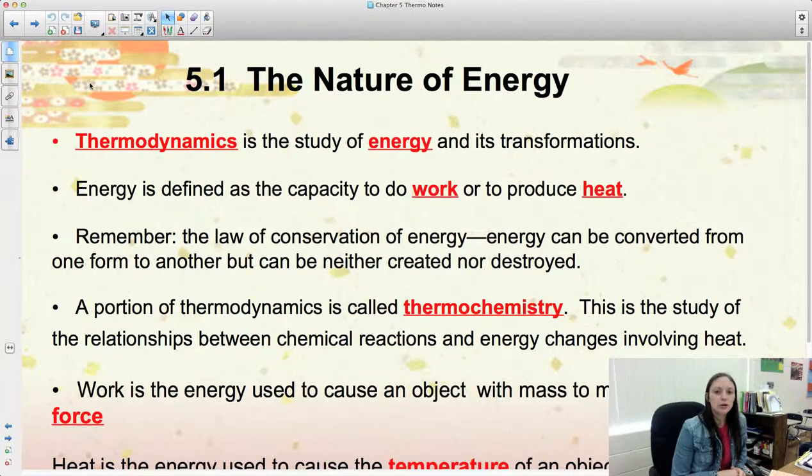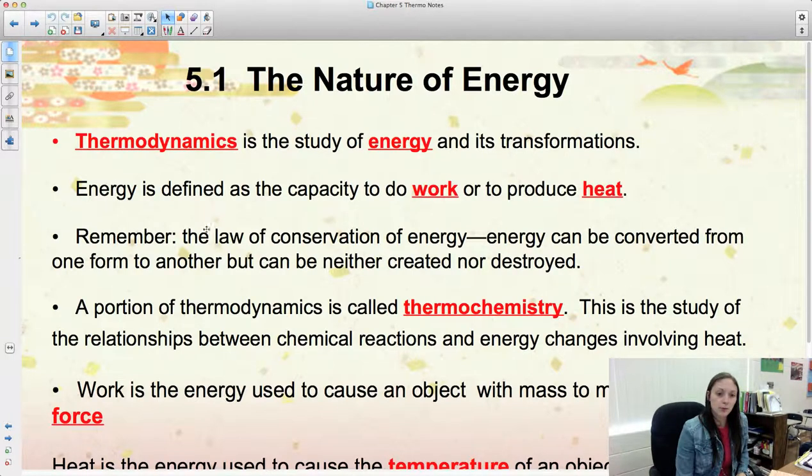Remember your law of conservation of energy, which is just like the law of conservation of mass. Energy can be converted from one form to another, but can neither be created nor destroyed. You can't get it from anywhere. You can't just make it up, and you can't just lose it. Every kind of energy comes from somewhere.